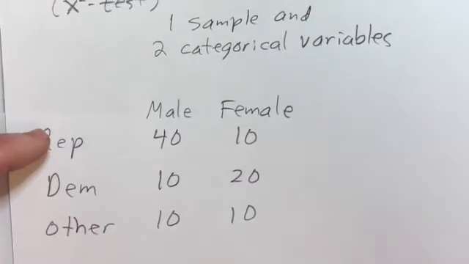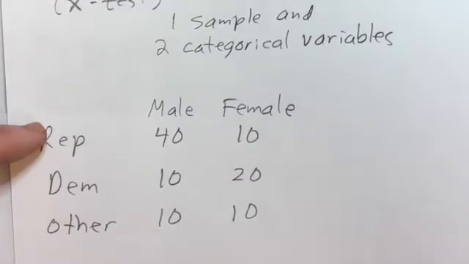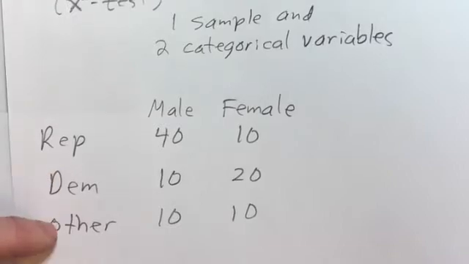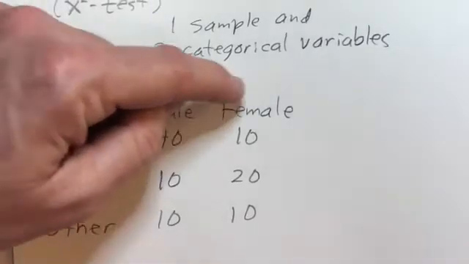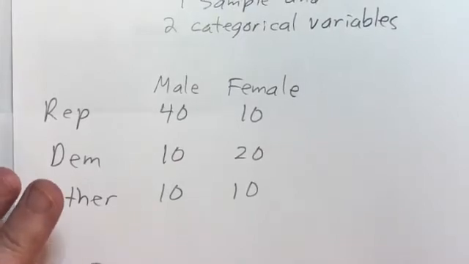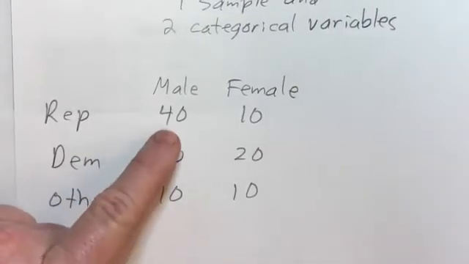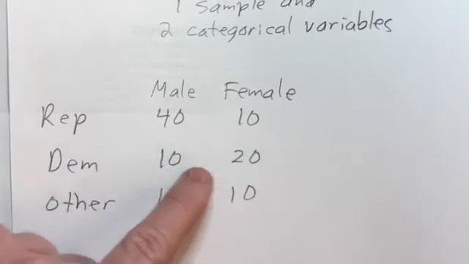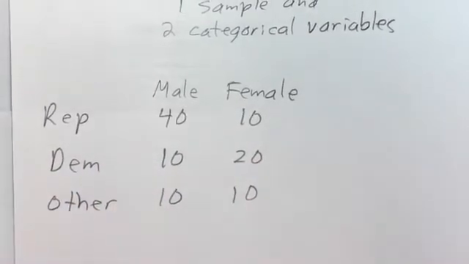You notice in this particular, and the first problem we're going to have deals with political party affiliation, Republican, Democrat, other, and then gender, male or female. So it can't be quantitative data. The numbers have to be counts in categories. Okay, and so that's the first thing we're going to deal with.